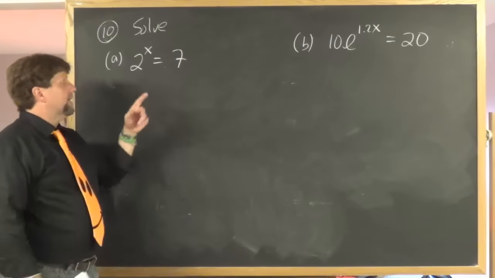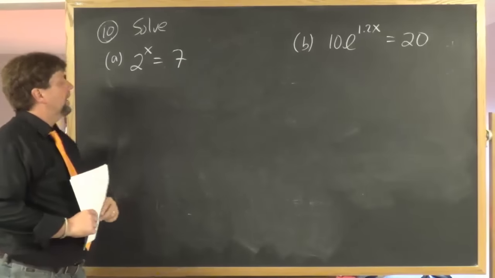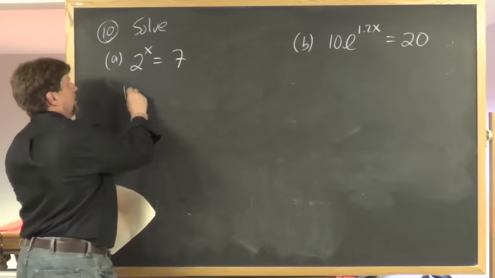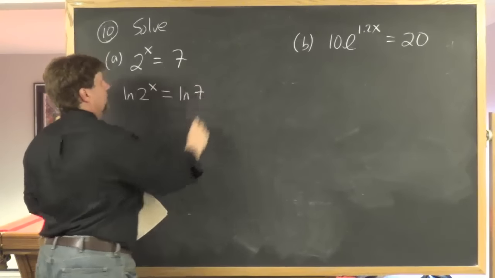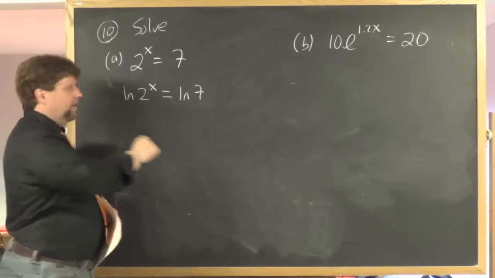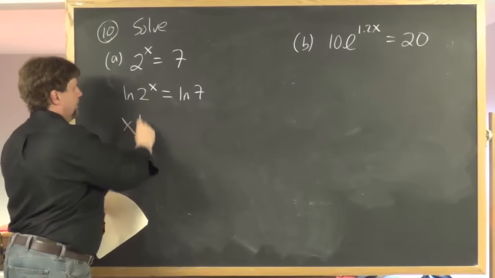So whenever I'm trying to solve and the variable is in the exponent position, I kind of think logarithms. And specifically, I'm going to take the natural log of both sides. So I have the natural log of 2 to the x equals the natural log of 7. And then that law of logarithms allows me to take this exponent and move it out front.